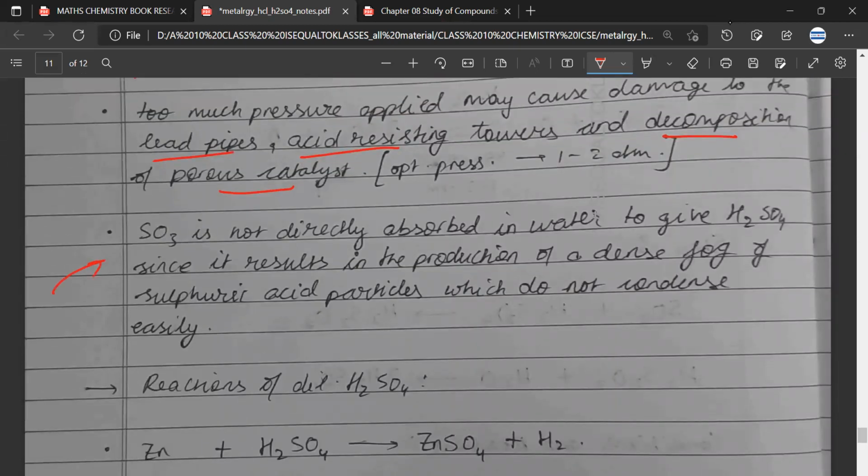Okay, let's move on to the next condition for the manufacture of sulfuric acid. SO3 is not directly absorbed in water to give H2SO4 since it results in the production of a dense fog of sulfuric acid particles which do not condense easily. So what is he talking about?